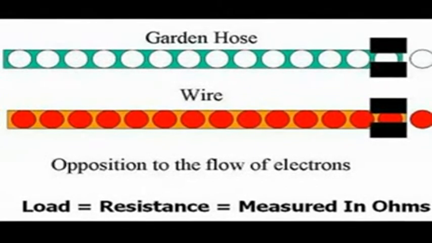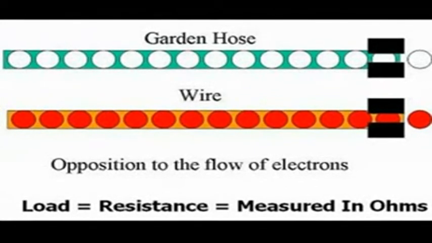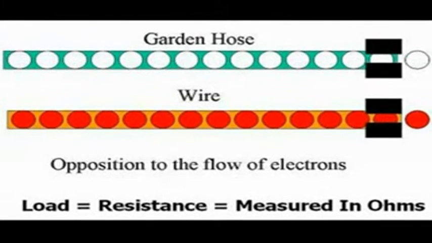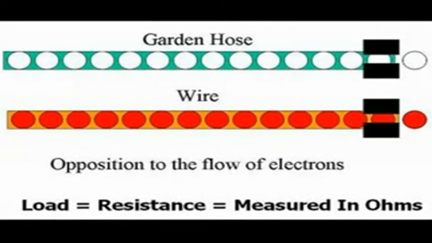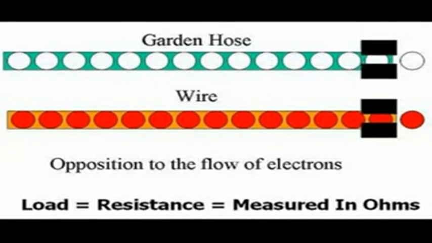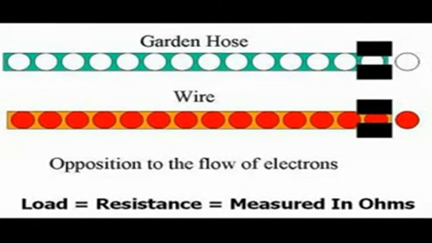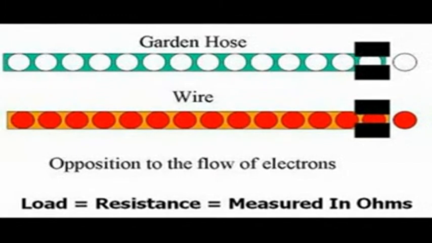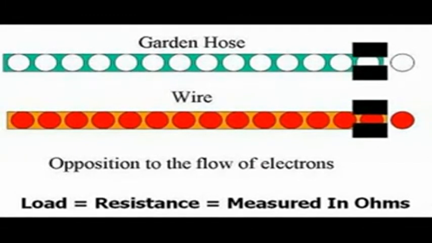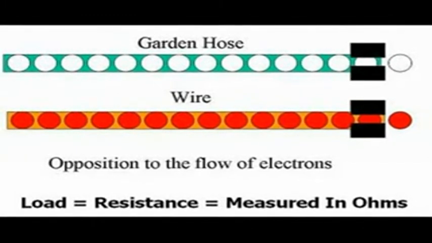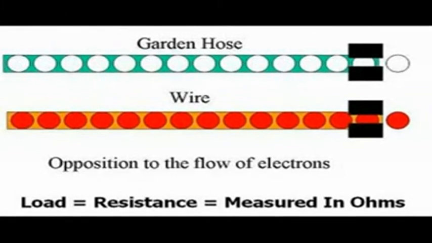The higher the resistance, the harder it is for that flow of electrons to get through the path. We can show this by just slightly pinching our garden hose, making it a little more difficult for those golf balls to go through. It will take a little bit more energy to push those through to complete the path.